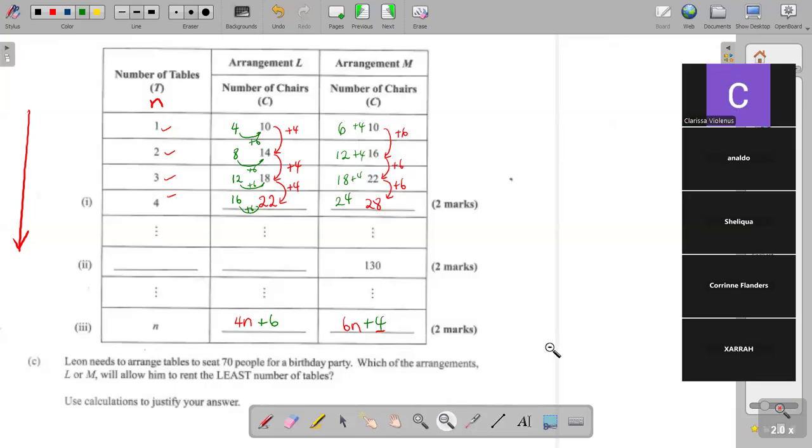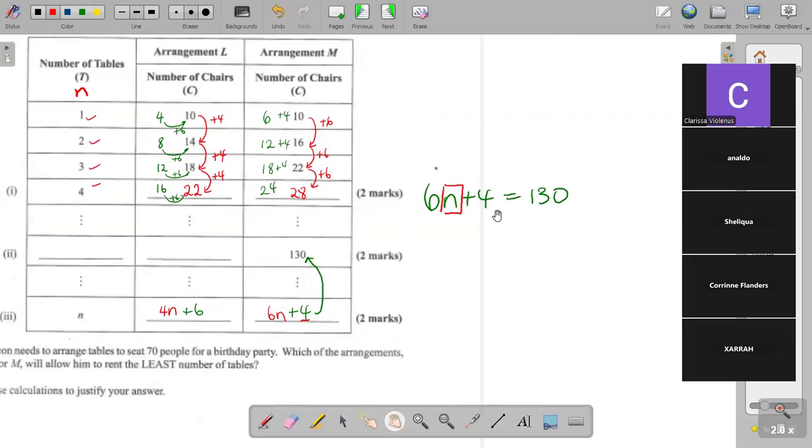Now watch this. If you look at this, this is the formula that will give you the answer for all of these here. Agree or disagree? So I could figure out this formula if this formula is equal to that. So if we put these two equal to each other, let's write it. 6n plus 4 is equal to 130. I can't find what n is from this equation as it is, so I need to transpose. Everybody see that? Because we did this in class.